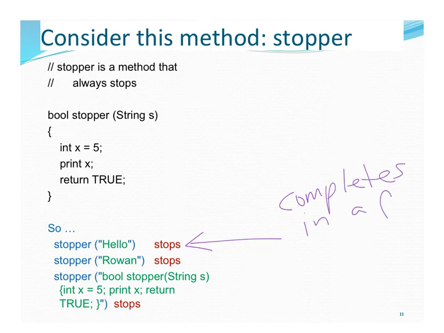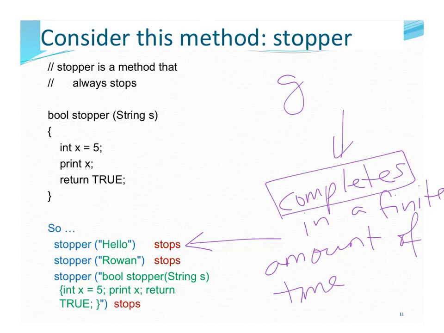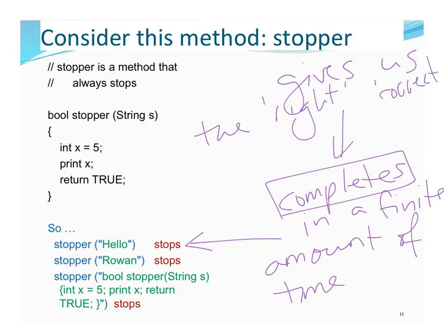in a finite amount of time, right? And by completes, I mean gives us an answer, or gives us the right or correct answer. Right? If I input Rowan as a parameter to stopper, the method is going to stop. No infinite loop. It's just going to return true.